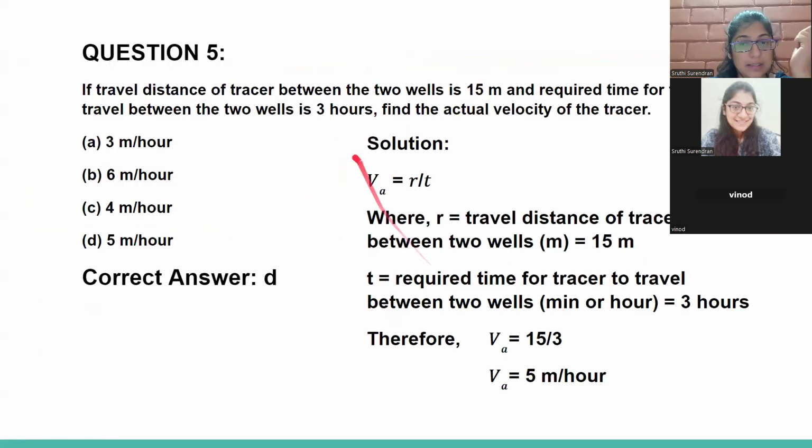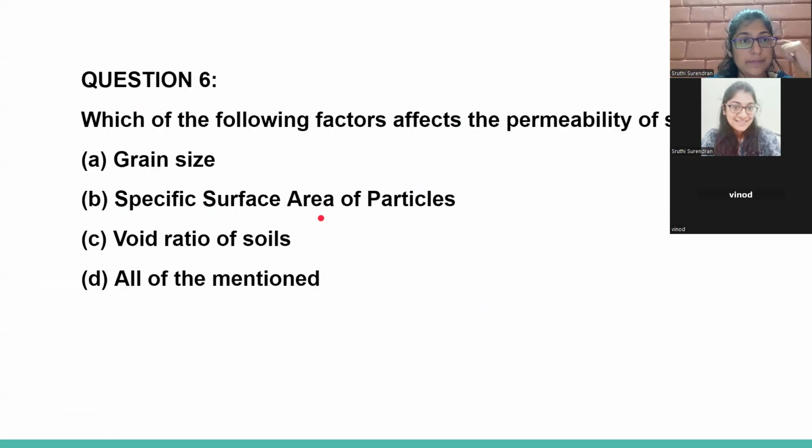So here the correct answer would be 15/3, which is 5 meters per hour. Here also the answer is in meters per hour, but in case it was given in some other unit, you would have to do the appropriate unit conversion to get the answer. Moving on. Which of the following factors affects the permeability of the soil?